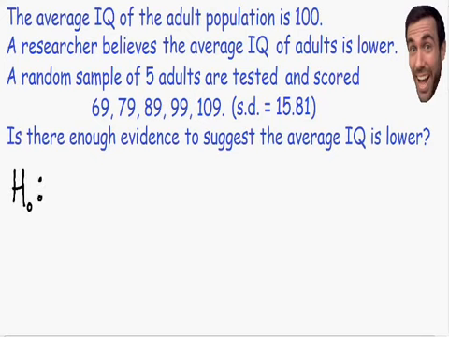We're going to state our null hypothesis. Now, the null hypothesis is what is currently believed to be true, or what is currently accepted. So in this example, it says the average IQ of the adult population is 100. So the currently accepted value for the average IQ of adults is 100. So the average of the population is equal to 100. This is our null hypothesis.